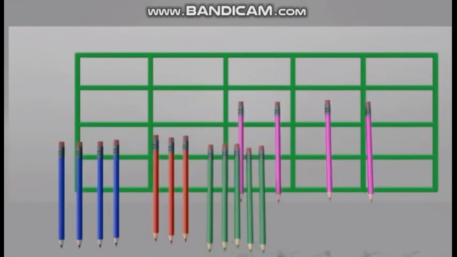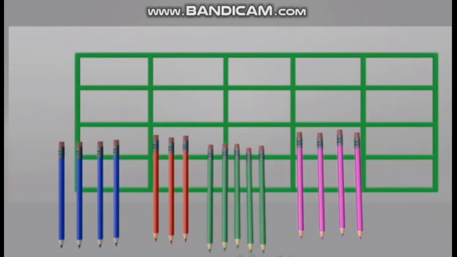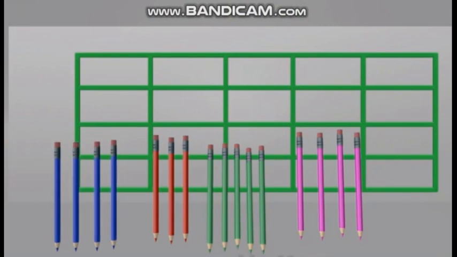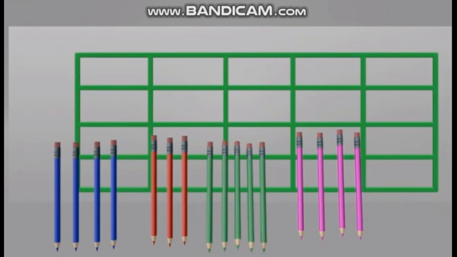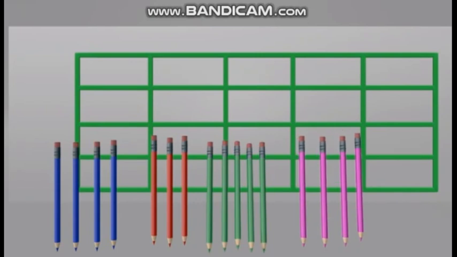We have quite a few pencils here of different colors. Let's count the blue first. There are 1, 2, 3, 4 blue pencils. Now let's count the red pencils. We have 1, 2, 3 red pencils. Here we have 1, 2, 3, 4, 5 green pencils. Last, we have the pink pencils to count. There are 1, 2, 3, 4 pink pencils. Great! Now we have our data to put into the picture graph.